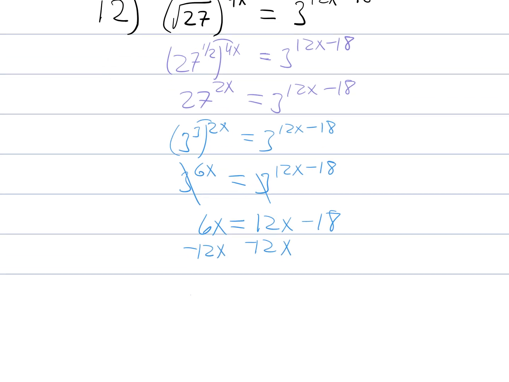You can subtract 12x on both sides, and you get negative 6x equals negative 18. And then you can divide both sides by negative 6, and then you get x equals positive 3.